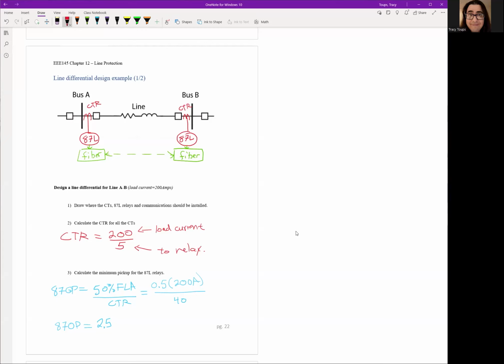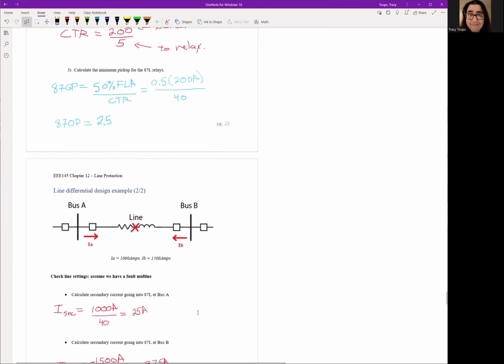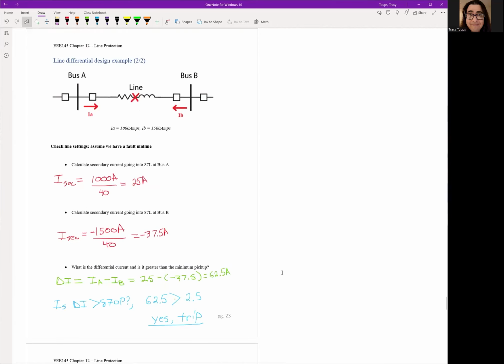So remember, the rule is 50% of full load amps, but this is in secondary current, so you have to divide by the CT ratio. So you can have 0.5 or 50% times 200, divided by 40, so you'll have 2.5 amps. That is your 87 operating value. This is your minimum pickup for the differential relay. And again, this is just a setting, and at least the SEL relays, you're going to have to calculate and program every time. So let's go ahead and do a quick check on your design settings to make sure that it'll operate.